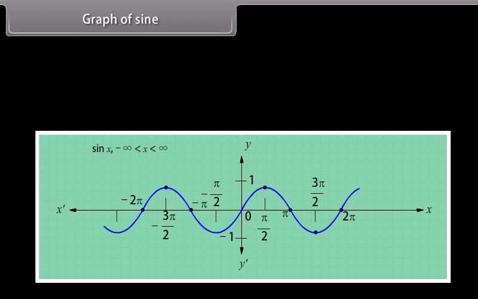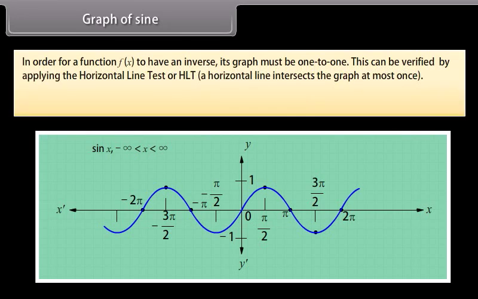This is the graph of f(x) = sin x. In order for a function f(x) to have an inverse, its graph must be one-to-one. This can be verified by applying the horizontal line test, or HLT. A horizontal line intersects the graph at most once. Clearly, the graph of sin x fails this test. So, how do we define the inverse of sin x?